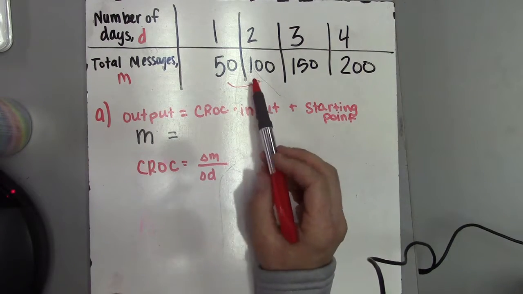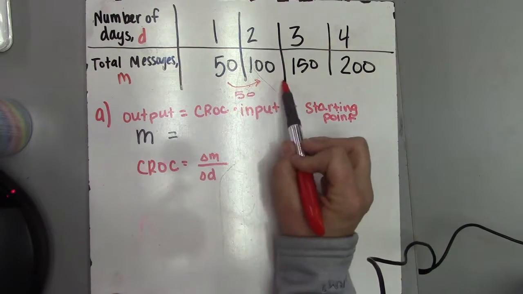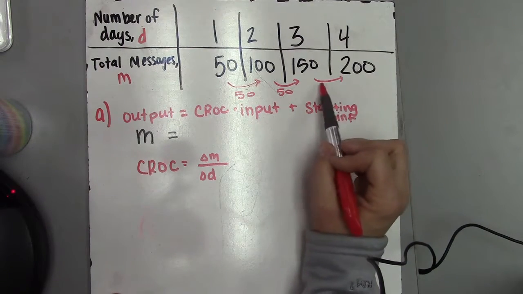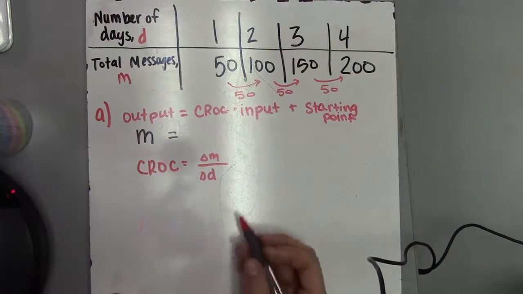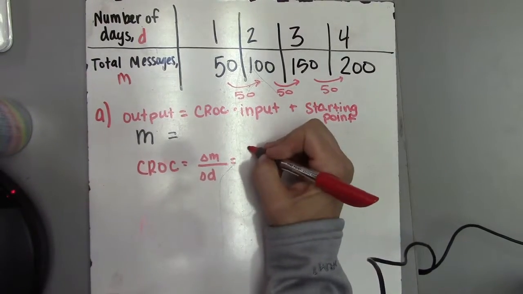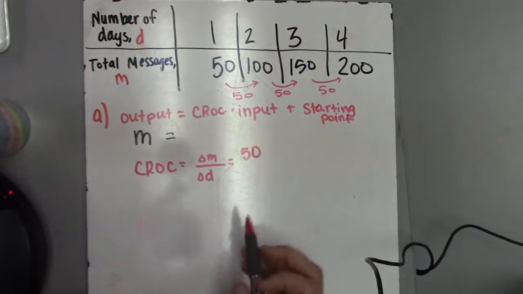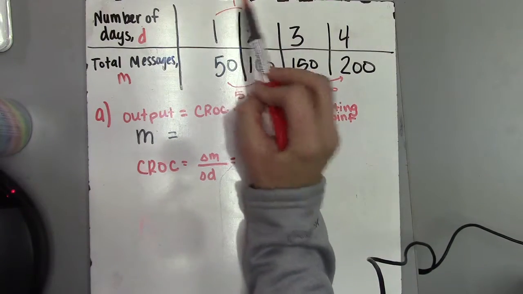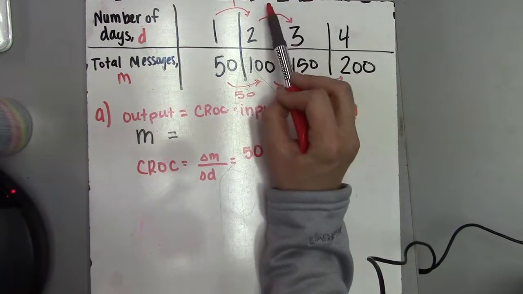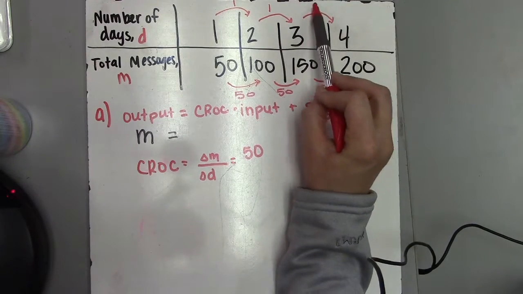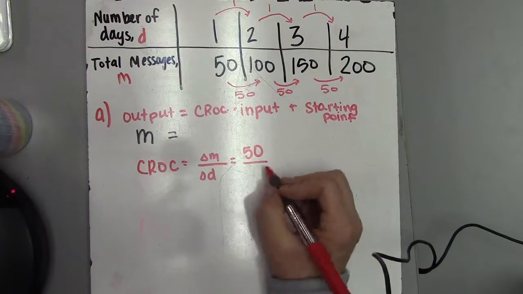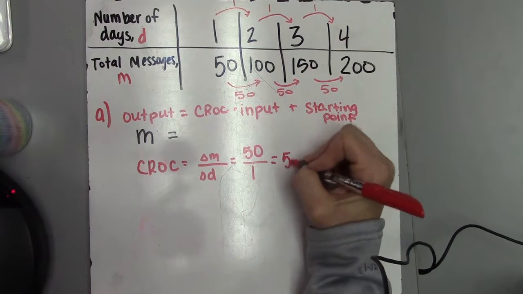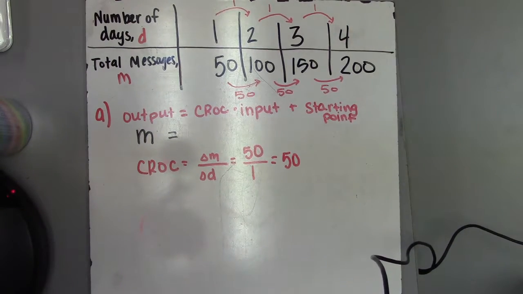So 50 to 100, that's a change of 50. 100 to 150, also a change of 50. 150 to 200, also a change of 50. So our change in the number of messages is going to be 50. And then calculate the change in the days. So from 1 day to 2 days, that's 1. From 2 days to 3, that's 1. 3 to 4, that's 1. So our change in the number of days would be 1, or we could say 50 messages per day.